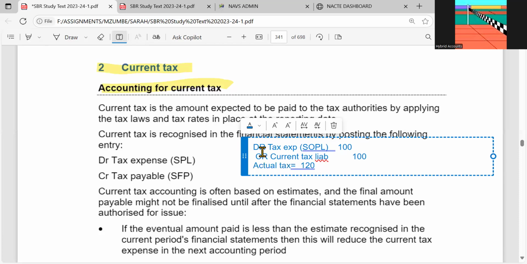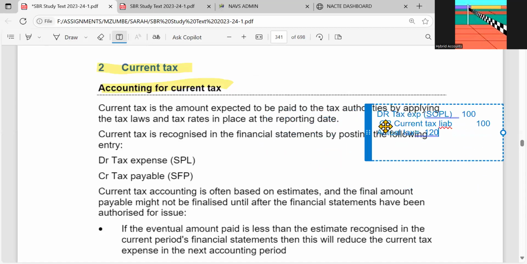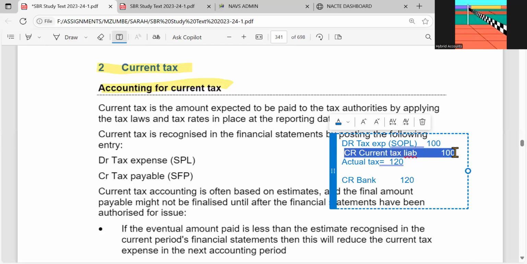So what am I going to do? Remember that in your books, you already have these entries. So my liability was supposed to be 120, but I only put it at 100. Since this is the actual tax, it means you're going to pay this tax. What happens when you do pay? We credit the cash, the bank, for 120. But remember, in the books I only have the liability of 100. I'm paying 120, but I'm going to settle this 100. So this 100 is going to come off my account, so I'm going to delete that liability.